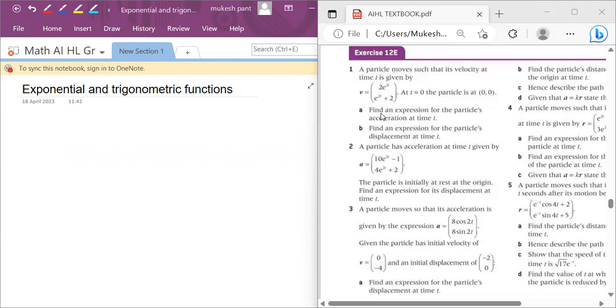So this is the velocity. When we have to find the acceleration, we know we have to differentiate. We have to find the derivative of the velocity, which will give us the acceleration. And for the displacement, you will integrate the velocity. Right, it is the same procedure, the concept which we are following from exercise 12A. So we'll continue with this one, and let's solve it.